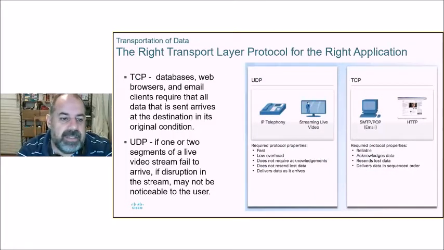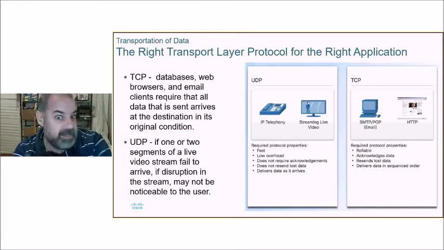So TCP, you would use that for things that require reliability. If you're querying a database, you want all the data. A web browser, you want all the web page. You want all of your email to arrive. And so, of course, TCP is the solution for that because it does reliability, acknowledges data, resends lost data, and delivers data in sequence order. As far as the application layer is concerned, it's always in sequence order because TCP puts it that way.